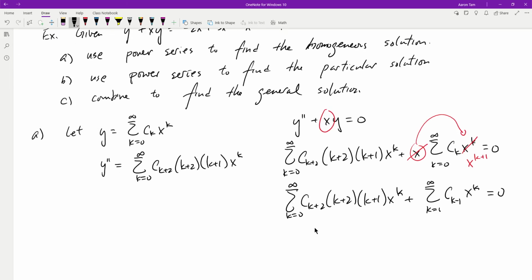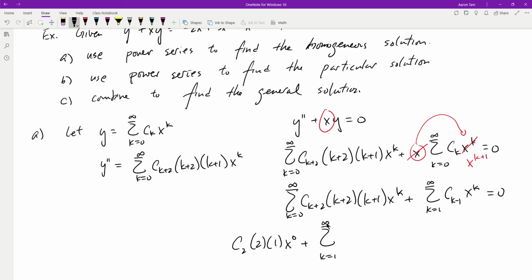The new problem is we don't start at the same exact beginning index. This one starts at k equal to 1, this one starts at k equal to 0. So just like we did before, I'm going to pull out the k equal to 0 term. If I do that, I would have c sub 2 times 2 times 1 times x to the 0.